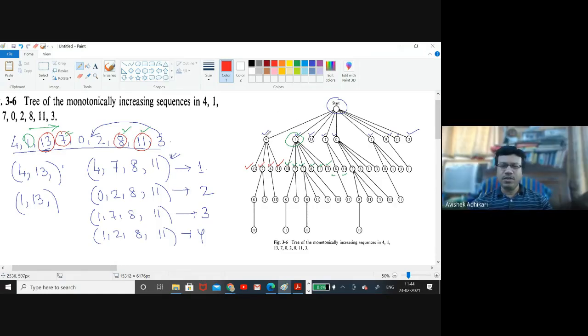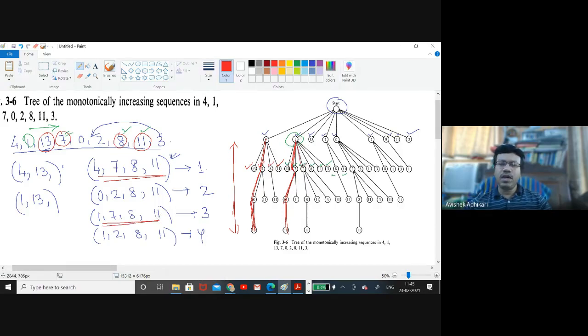Exactly. So you will just need to find the highest such length, right? So the subsequence will be here 4, 7, 8, 11. We have already seen 4, 7, 8, 11. So this is the subsequence. Then from 1, if you start with 1, then you have 1, 7, then 7, 8, then 8, 11. 1, 7, 8, 11. So this we have already exhausted.